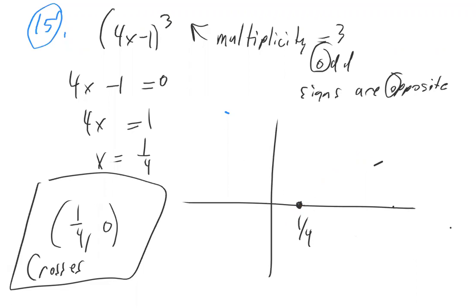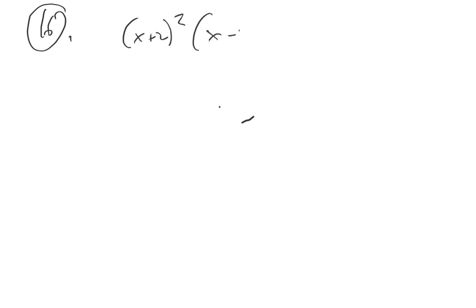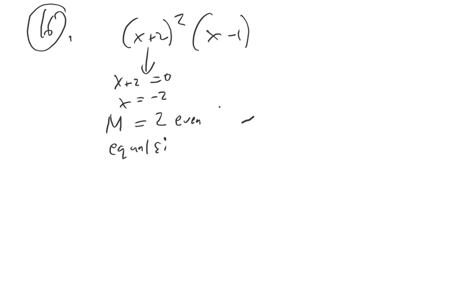Now let's do problem 16. This is a really great problem. I love problems like this. It says x plus 2 squared and x minus 1. If I look at this equation and set x plus 2 equal to 0, you get x equals negative 2. But the power of it was 2, which is the multiplicity. So the multiplicity is 2, which is even. And if the multiplicity is even, that means equal signs. So the signs of the graph are equal to each other on both sides of that x-intercept.